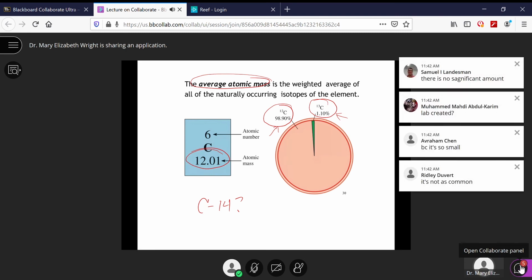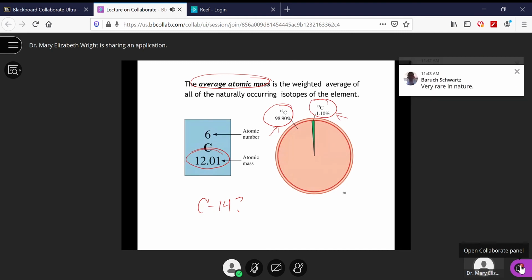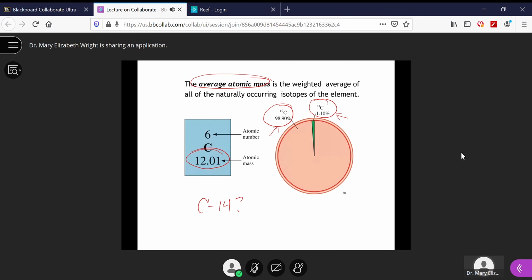Trace amount, not lab created. Actually, carbon-14 is very much a naturally occurring isotope and is used extensively in things like carbon dating. But it is very rare in nature. It does undergo radioactive decay. It is measurable, but we're not using it, at least not here in this example. We're not using it to get at the average isotopic mass. Note that these two things basically add up. 98.9 and 1.1 do add up to 100%. So it's the trace amount thing, basically.